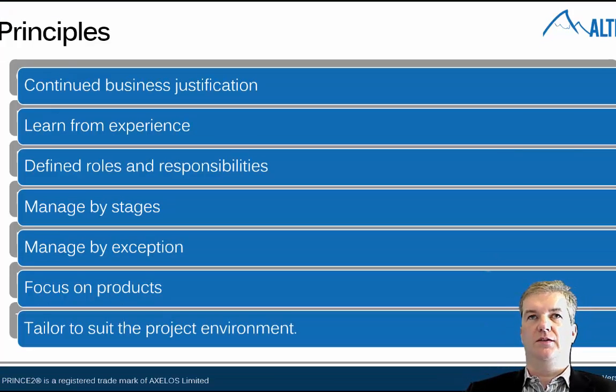Okay, so our 7 principles. I'll go into each one of these in detail, but it's continued business justification. All the time the project must have a business justification. We must learn from experience. We must have defined roles and responsibilities. We must manage by stages, which is an interesting area that we'll talk a little bit about. Not doing the whole project at the whole stage, it might be better to do it in parts. Manage by exception, another important area to look at, and we focus on products. And finally, that we can tailor the project to suit the particular project environment.